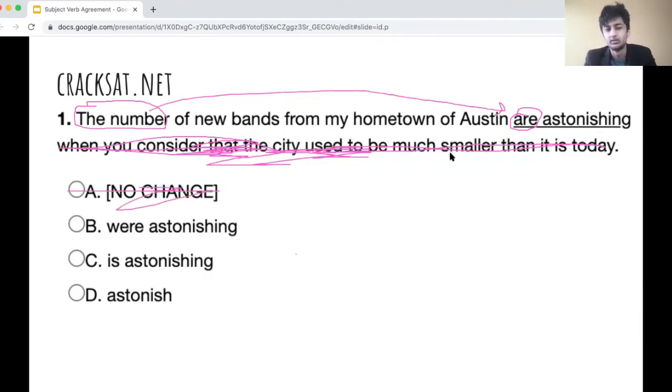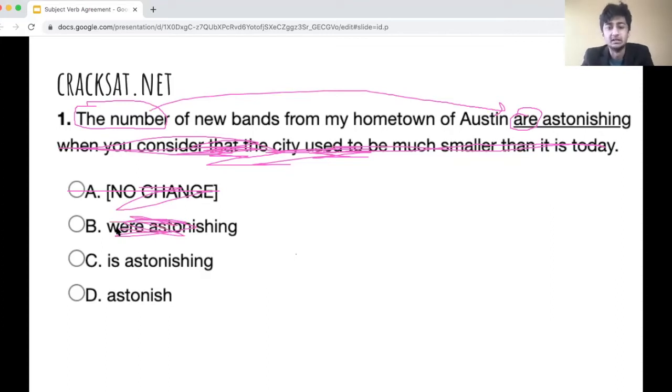Let's look at B. The number of new bands from my hometown of Austin were astonishing. "Were" is just the past tense of "are." If you say Mary and James were sad, you would be saying that they were sad for a while and then they stopped being sad. Now, this doesn't change the fact that it's a plural verb, so this is going to be wrong as well.